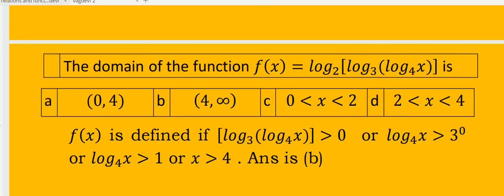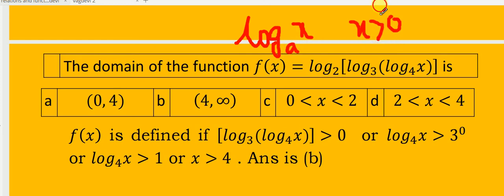The domain of the function f of x is equal to log to base 2 of log to base 3 of log to base 4 of x is given by the open interval 0, 4, the open interval 4 to infinity, x lies between 0 to 2, and x lies between 2 to 4 are the options. Here we know that the logarithm of a number to any base is defined only if the number is greater than 0. Here this is defined for log x to base 4 greater than 0 only.